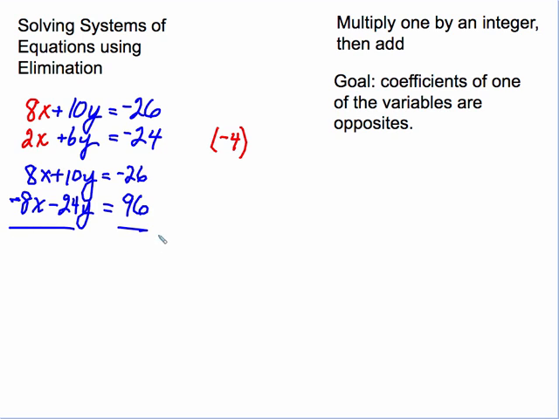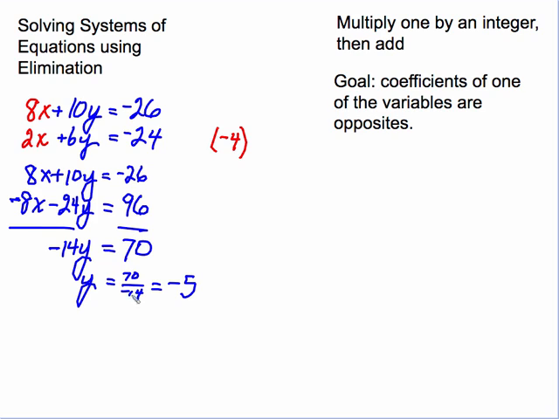Now we can add the equations. 8x plus -8x is 0. 10y plus -24y is -14y. And -26 plus 96 is 70. If we divide both sides of the equation by -14, we'll get y equals 70 over -14, or y equals -5.